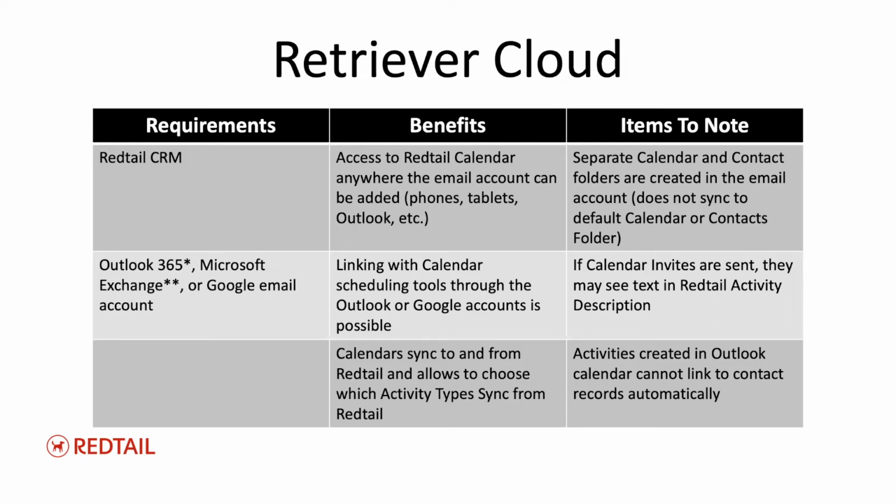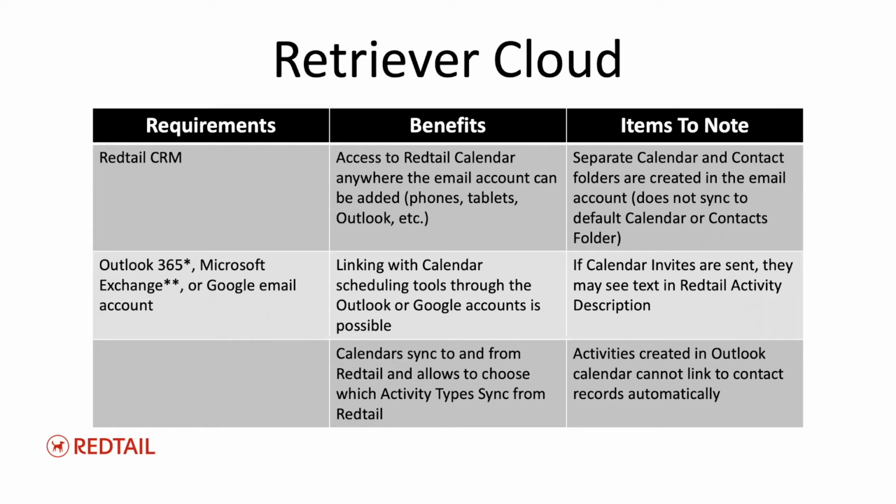So what we do is, first, we need to assess our requirements. First being Redtail. We have to have a Redtail calendar, since you all notice the theme. Second, we either need to have an Office 365 or Outlook 365, Microsoft Exchange, or Google email account in order to use Retriever Cloud. Now, some of the benefits, and this is personally my favorite way to sync my calendar, would be that you can access the Redtail calendar from anywhere, and it's going to be instantaneous. So it should be something that's updating constantly.